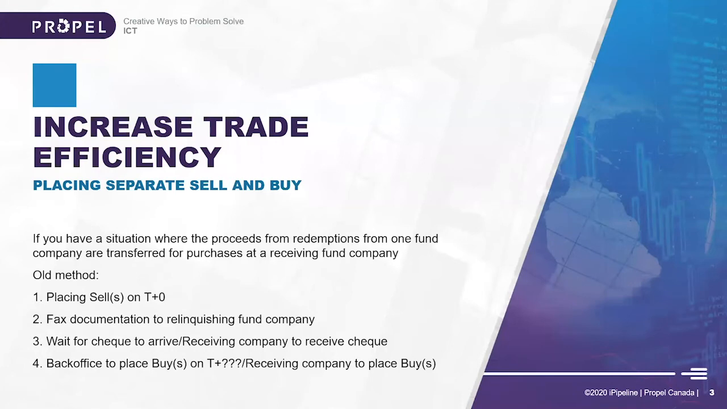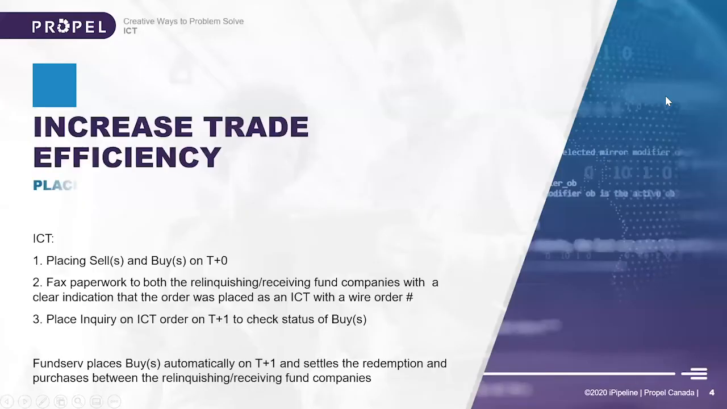So with the ICT functionality, you have the ability to place a sell and buy on T+0. All you would have to do is then fax the paperwork to both the relinquishing and receiving fund company, outlining that you placed a wire order through WealthServ for the ICT. And then on T+1, you would have to place an inquiry in the system. I'll show you that after we go through this, just from a few screenshots. But you can basically ensure that the buy will happen on T+1.